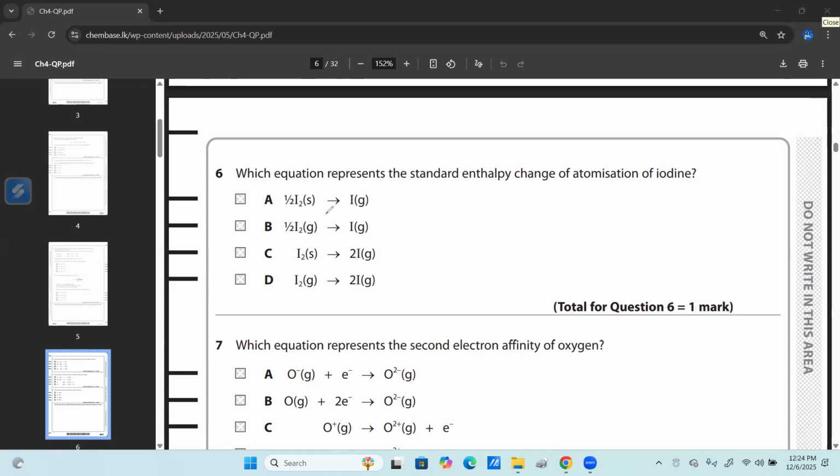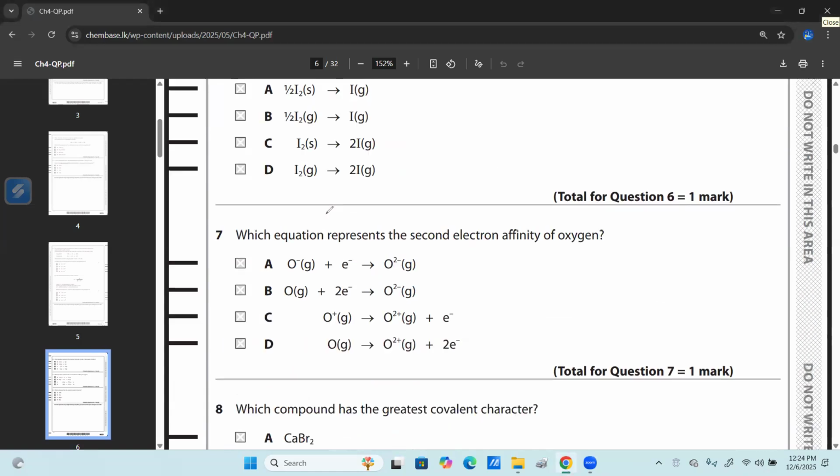Then the next one: which equation represents the second electron affinity of oxygen? If I write the first electron affinity, O gas with e minus gives O minus gas. Normally, the first electron affinity has a negative value. So I'll write it again. Second electron affinity: O minus gas with one electron gives O2 minus gas. So it has a positive value.